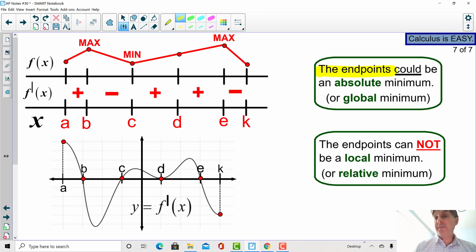Over here we're trying to clarify that the endpoints could be an absolute minimum. So either of those 2 points could be an absolute minimum. So could the middle point. Here it also says that the endpoints cannot be a local minimum. So you cannot get a local minimum over here, but this is a local minimum for sure.